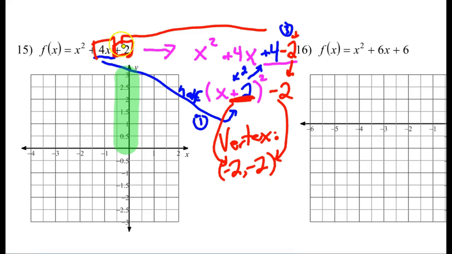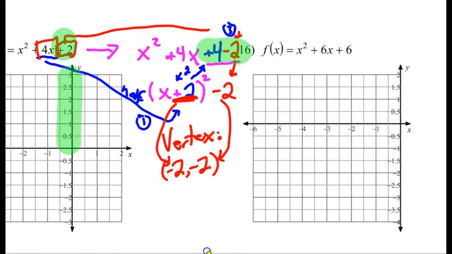4 minus 2 is positive 2. Is that right? I think so, right? Okay. Did you find it? Okay, yeah.